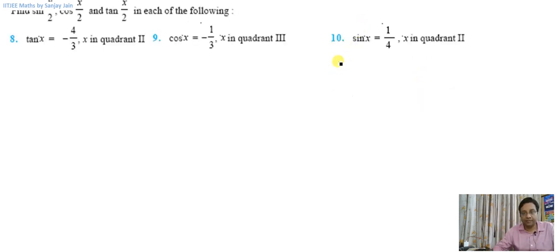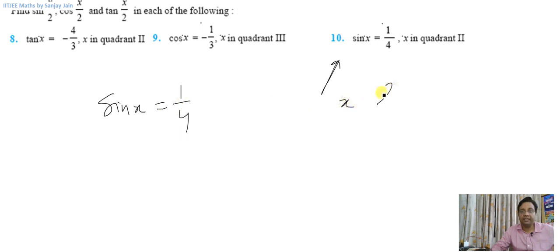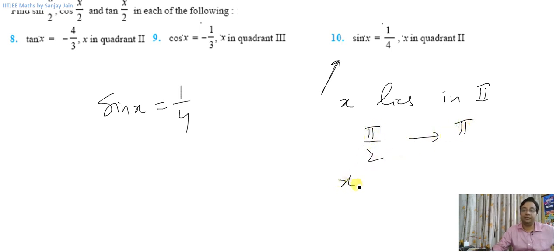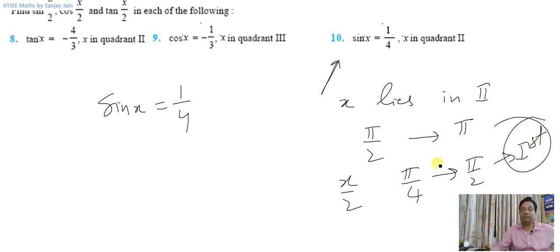Let us talk about the last question of this exercise. Sin x is given as 1 by 4 and x lies in second quadrant. Second quadrant goes from pi by 2 to pi. And if x lies in second quadrant, what about x by 2? It will lie from pi by 4 to pi by 2, which is my first quadrant. So all the ratios that I am looking for will be positive.